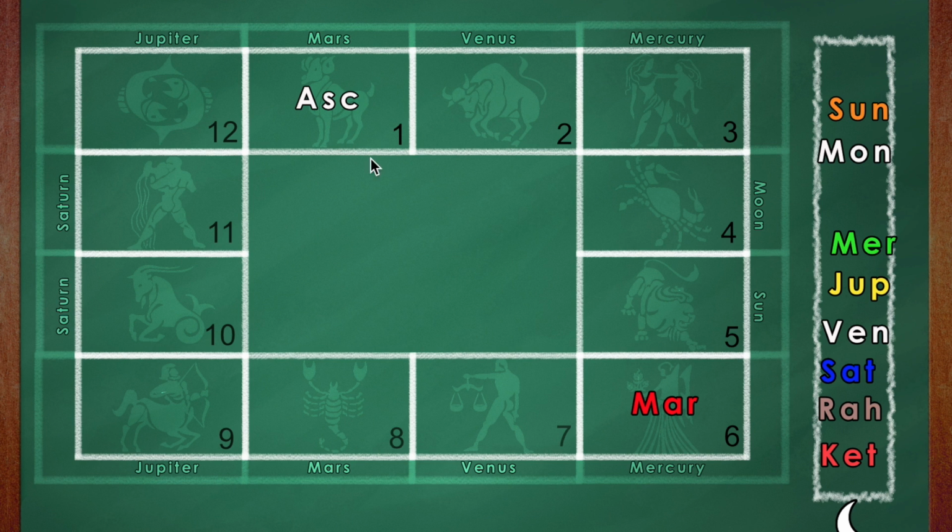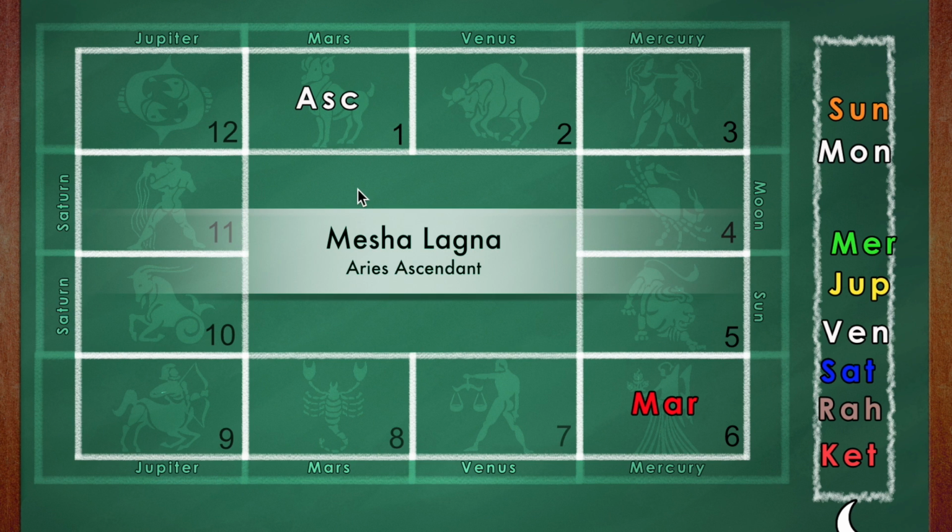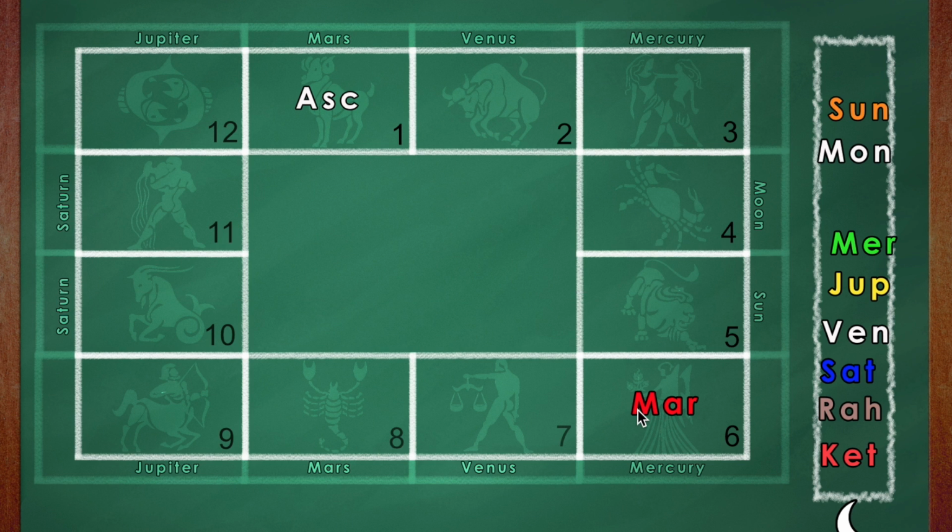Out of the 12 possibilities, the first possibility is given here. Aries Ascendant, Mesha Lagna, and Mars is in the 6th house, and Mars occupies the sign of Mercury. And this is not a good combination. And Sage Bhrigu has specifically said something about this, which I will tell you during the third part of this video. And he also says that if a benefic aspects this combination, he will recover from this disease.